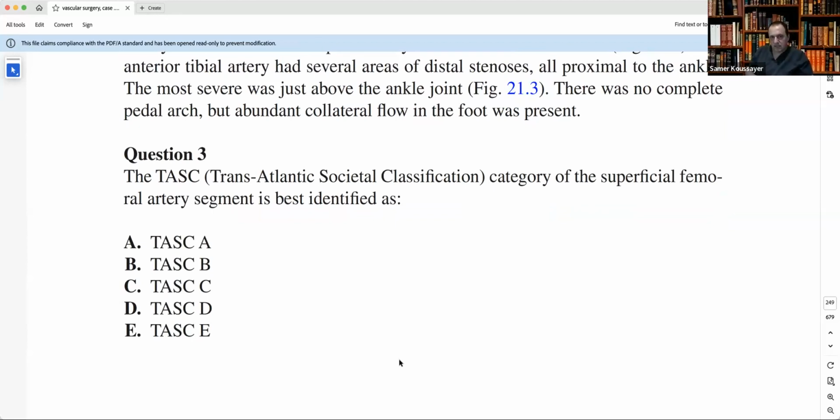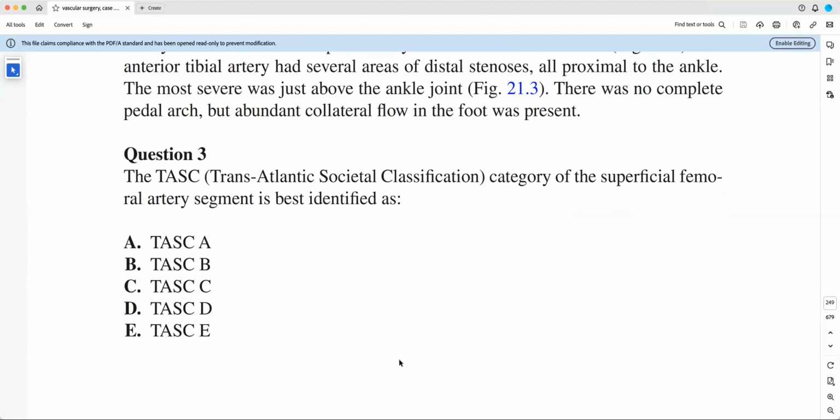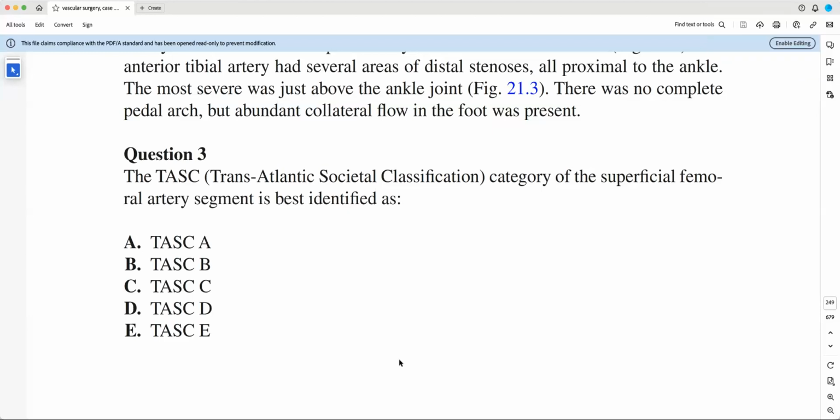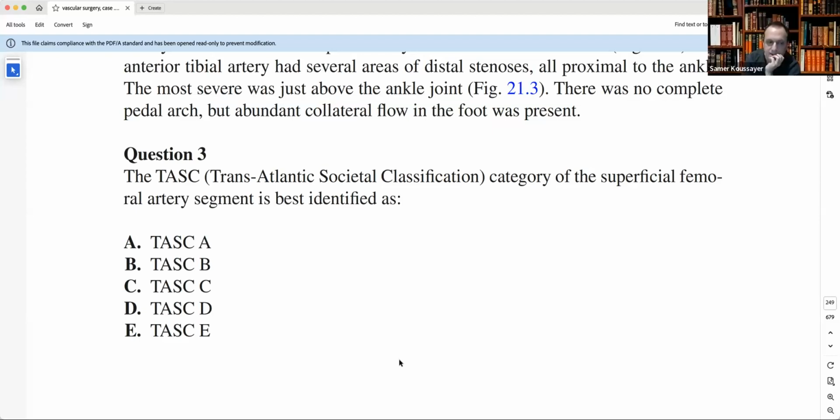TASC A, not only you, anybody can answer, guys. Anybody know TASC A? Usually a single stenosis in TASC A, but this looks like TASC B. Well, let's go one by one. Let's see what TASC A is. So TASC A is, you said single stenosis? Stenosis less than 10 centimeter or occlusion less than 5 centimeter. Correct. This is TASC A.